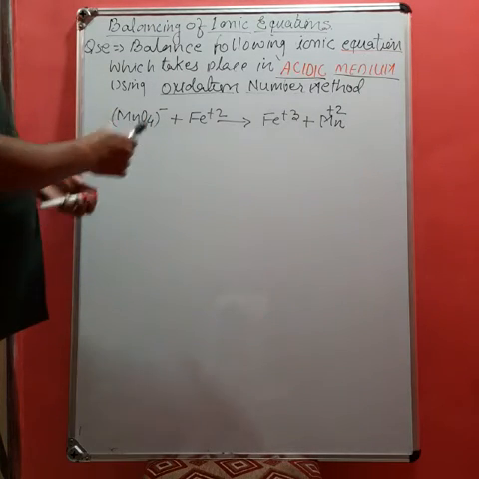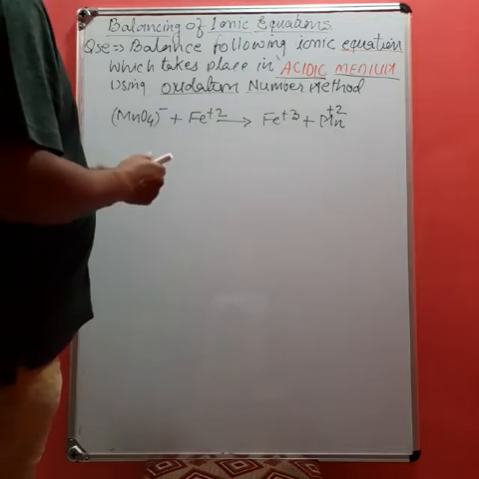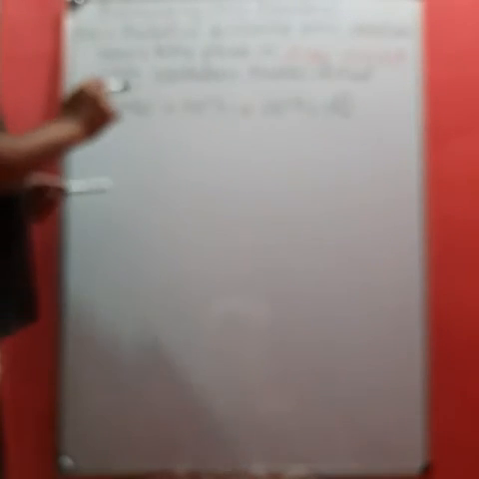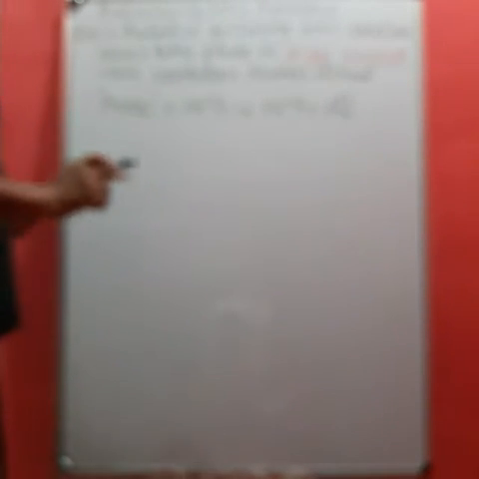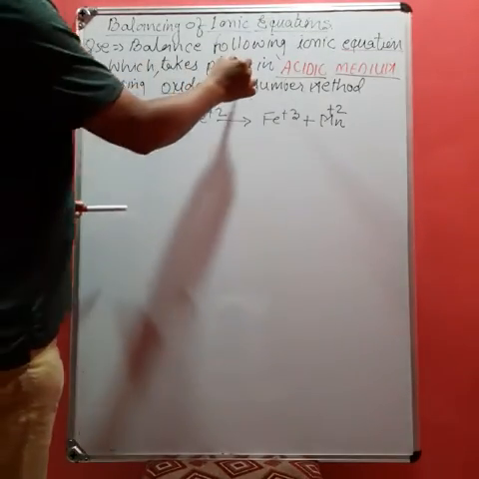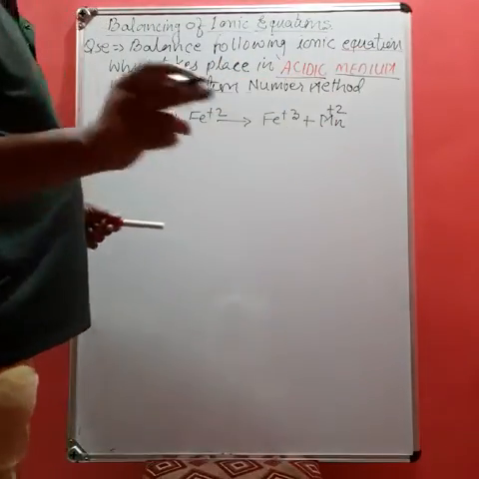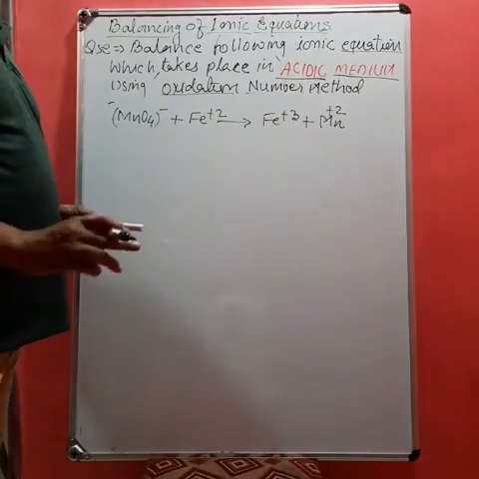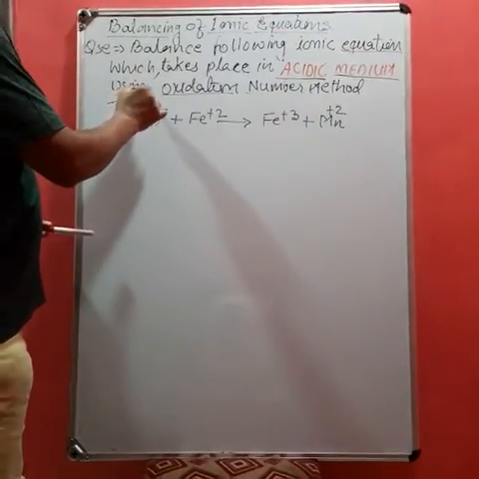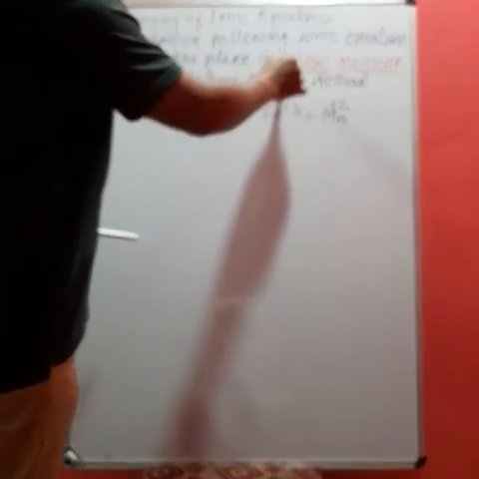Yes, students, here is one of the ionic equations which we have to balance. The question will be given along with the equation, therefore read the question carefully. Here: balance the following ionic equation which takes place in acidic medium. I told you there may be three types of medium: neutral medium, acidic medium, or basic medium. This time it is given in acidic medium, using the oxidation number method.